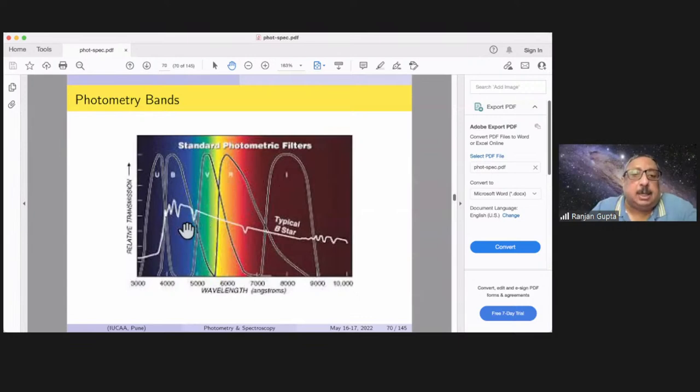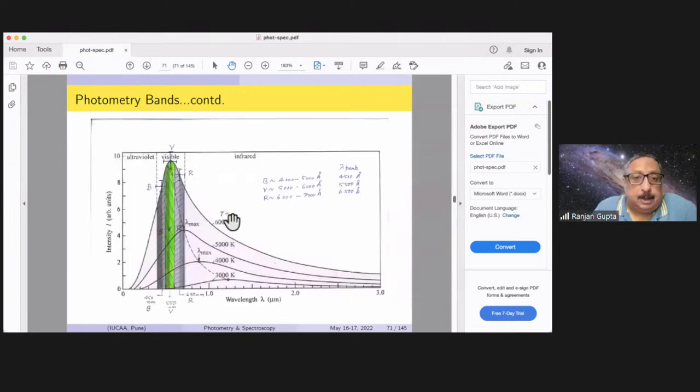And remember, if you convert these curves into a rectangle, it is roughly 1,000 angstroms. So these color filters are about 1,000 angstroms wide. This is a picture which you saw a little while ago, but now I have handwritten some things on that. I have put the B, which is 4,000 to 5,000 angstroms, and the peak is at 4,500 angstroms. Similarly, V, 5,500, and red, 6,500. These are approximate. And you can see the different temperatures here. And in the shade, I have put the visible band and other things.